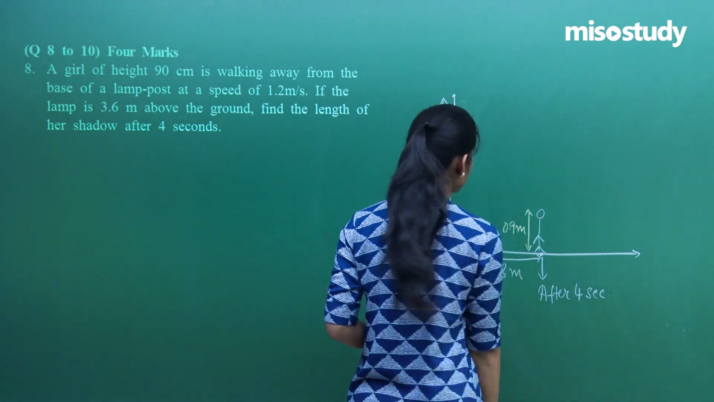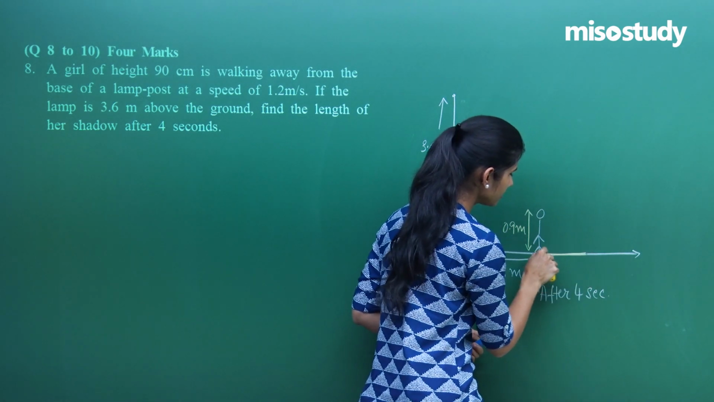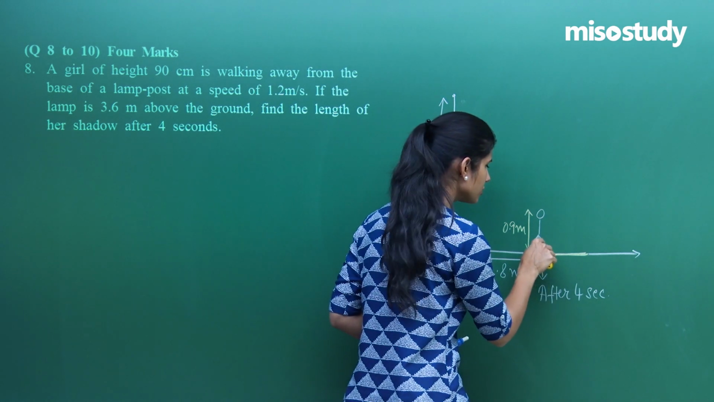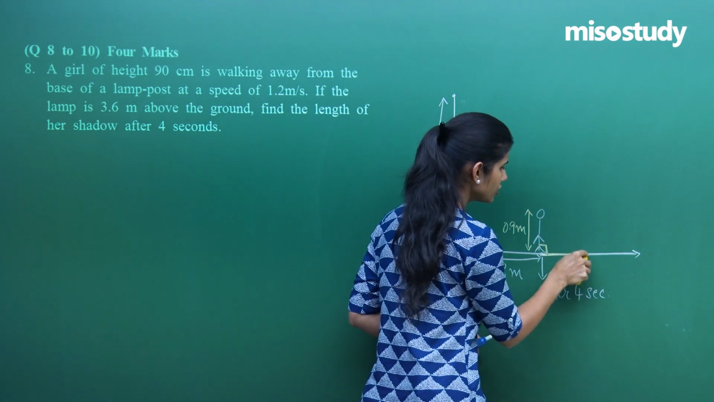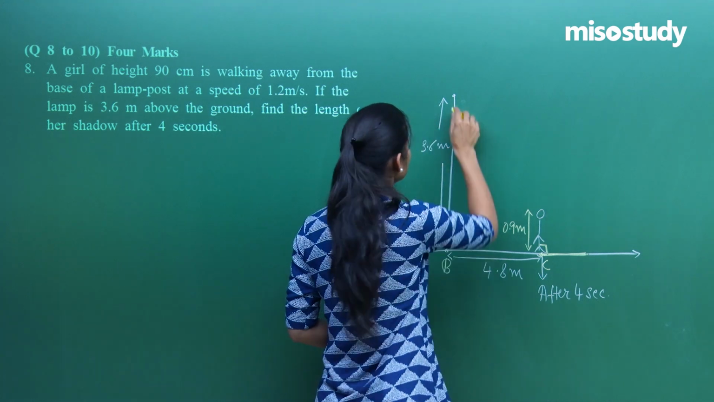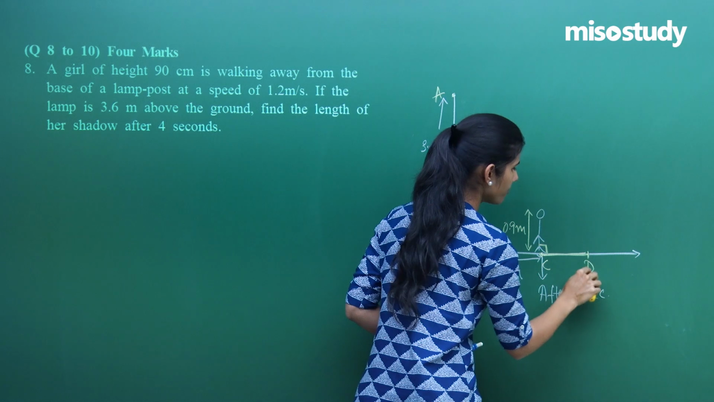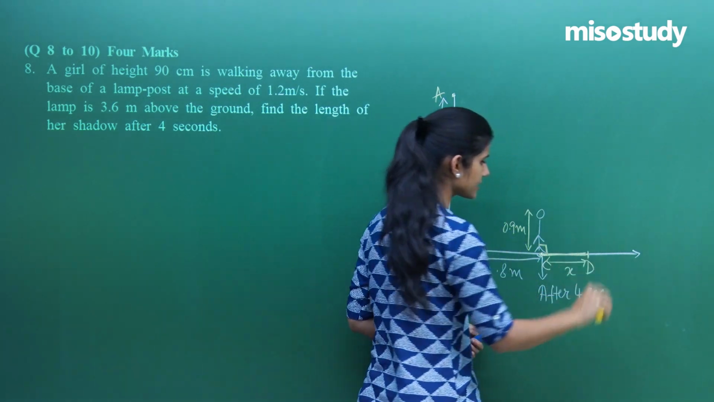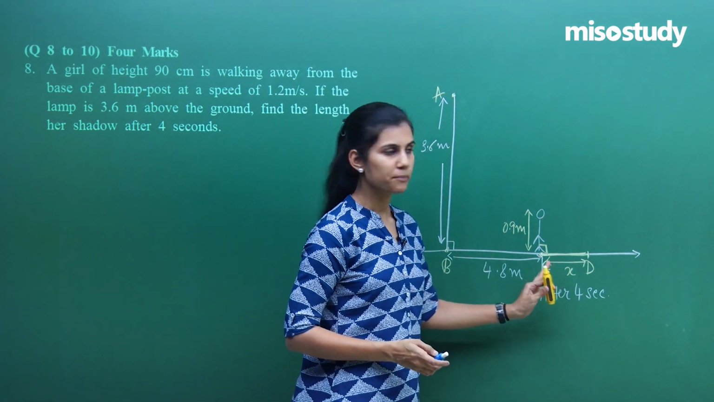Now find the length of her shadow. If this is the girl, this would be the shadow of some length, right? Obviously, the girl is also perpendicular to the ground, so even it would be making an angle of 90 degrees, no doubt. This is her shadow. Say this point is C, this point is B, this point is A. This is her shadow ending at say point D. I have to find this CD, that is say X. This is her shadow after 4 seconds walking away from the lamppost.